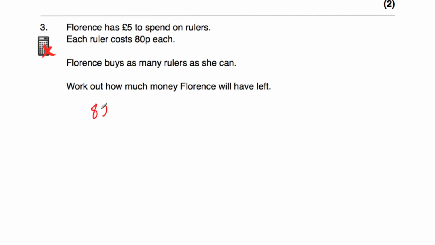So one ruler would cost 80p. Another ruler would cost, well, if we add another 80, £1.60 or 160 pence. If we add another 80p, that would be 240 pence. If we add another 80p, that would be 320 pence. If we add another 80p, that would be 400 pence or £4.